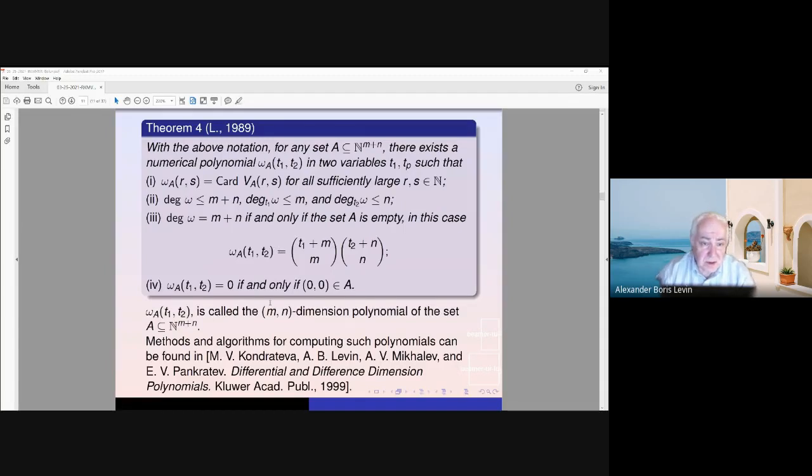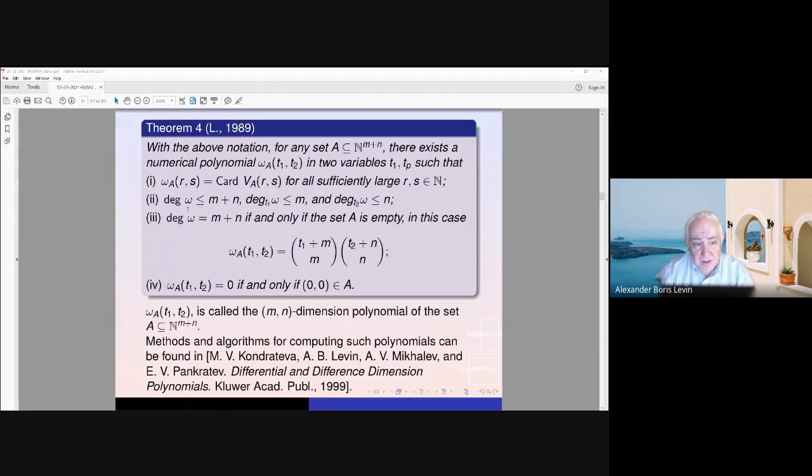And here is the theorem I proved long ago, with the above notation, for any set A. There is a numerical polynomial in two variables with this property. It describes the cardinality, the number of elements, of this set V_A(r, s). So it's the set of elements of V_A such that the sum of the first m coordinates does not exceed r, and the sum of the other coordinates does not exceed s.